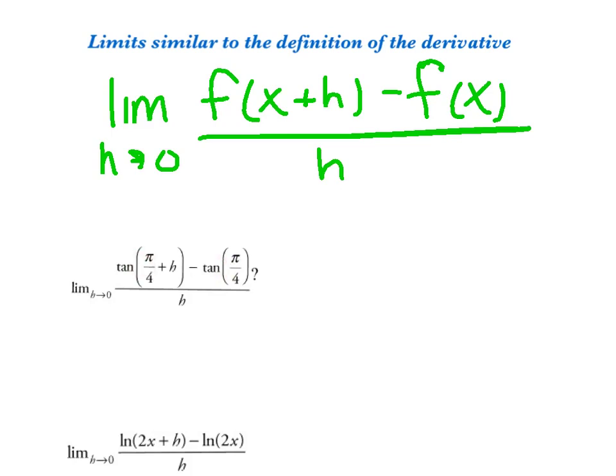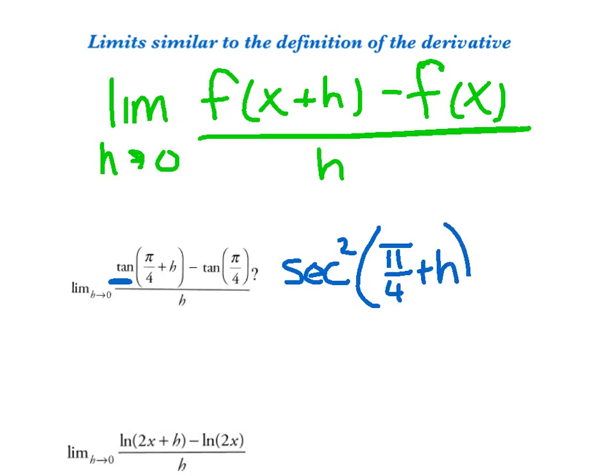Now, I would probably just start by, again, direct substitution. And if I plug 0 in, I'm going to get the tangent of pi over 4 minus the tangent of pi over 4, 0 over 0. So I am actually going to jump straight to L'Hopital's rule. So I'm going to use the derivative of tangent, which is secant squared. Keep the inside.